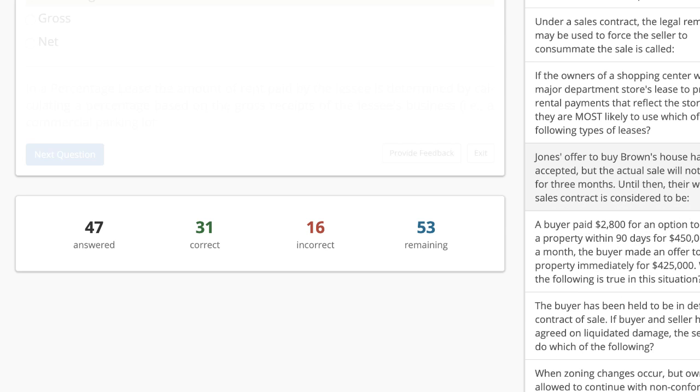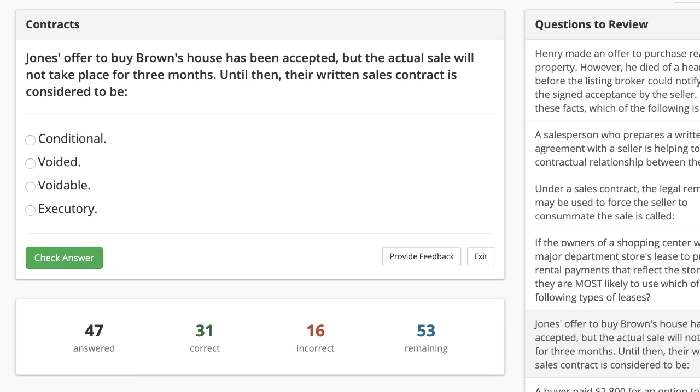We're going to see what's going on with Mr. Jones here. Jones' offer to buy Brown's house has been accepted, but the actual sale will not take place for 3 months. Until then, their written sales contract is considered to be A, conditional, B, voided, C, voidable, or D, executory. What does everybody think here? What is the status of the contract? And this is kind of one of those you want to read completely and carefully. I will say the first time I read it, I thought it was asking something else.